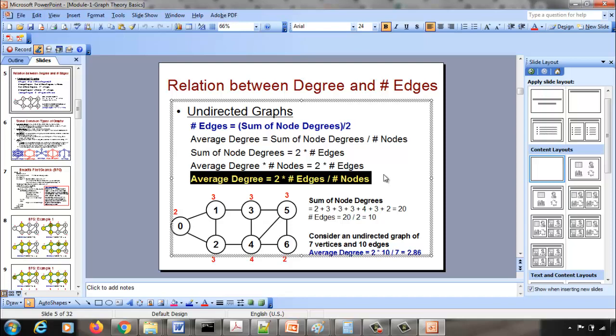That means you need not be given the actual graph. You could be just given the number of edges and the number of nodes in the graph. You can get the average degree of the vertices in an undirected graph. So I could say a social network has 100 users and 1000 edges. What is the average degree of the vertices, or of the users, in such an undirected graph? You can just plug into this formula.